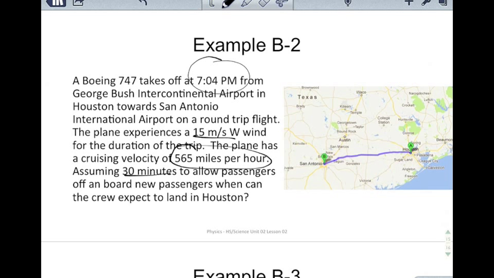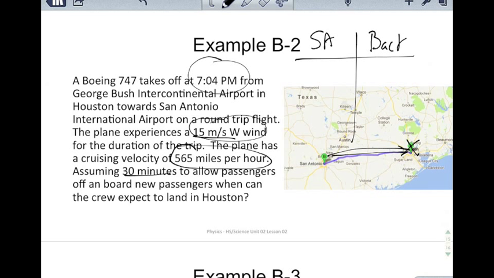Okay, remember this is going to be a round trip. This is a round trip from San Antonio, or excuse me, from Houston to San Antonio. So you got to start here, you got to travel to San Antonio, you got to travel back. Now you have to take into account the wind in this particular case. So you want to split this question into a to San Antonio and then a back to Houston problems.